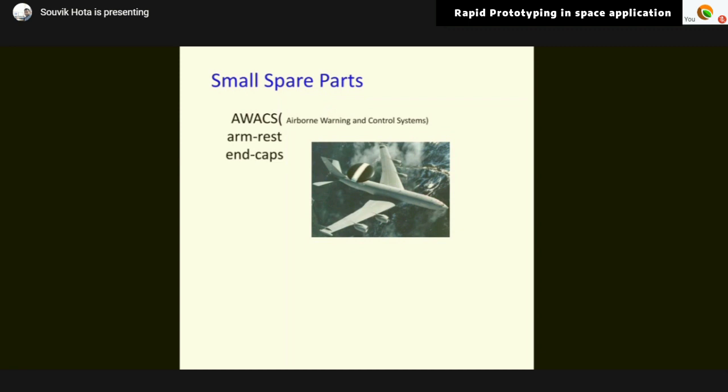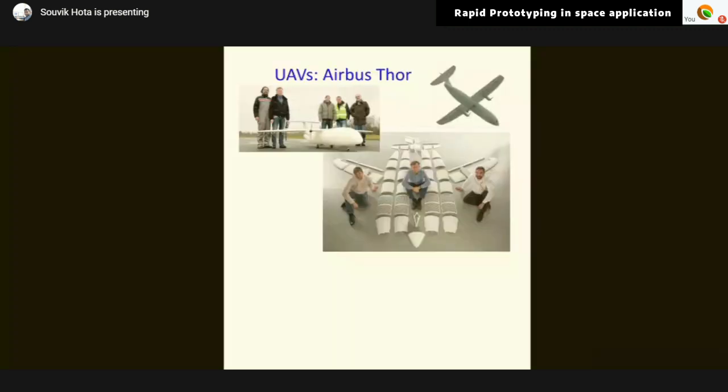Now moving to some interesting parts like UAVs, unmanned air vehicles. You can see Airbus Thor. This is a good example of an unmanned air vehicle, a small-sized pilotless aircraft. The total part has been made with the help of the additive layer manufacturing technique. And this Thor aircraft is an example of futuristic aircraft technologies. From 3D printed structure parts, they are integrating all the parts to make this entire UAV.